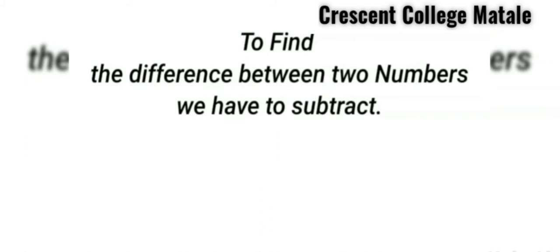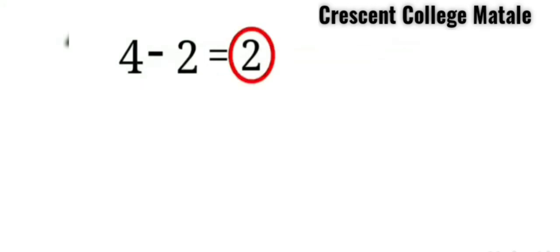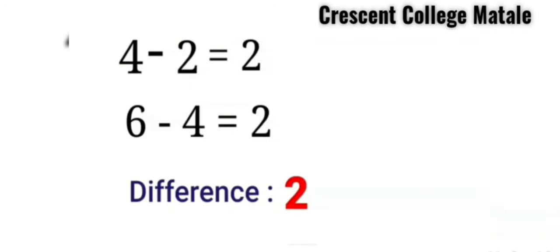To find the difference between two numbers, we have to subtract. Subtract the small number from the big number. 4 minus 2 equals 2. The difference between 4 and 2 is 2. The difference between 4 and 6 is also 2. How? 6 minus 4 equals 2. The difference between every next two numbers is 2.